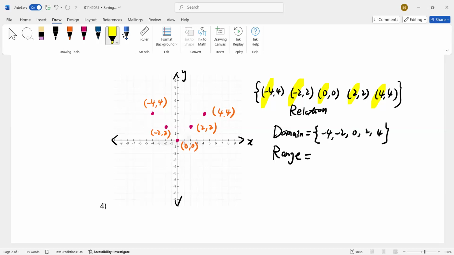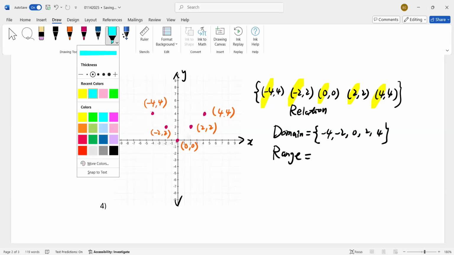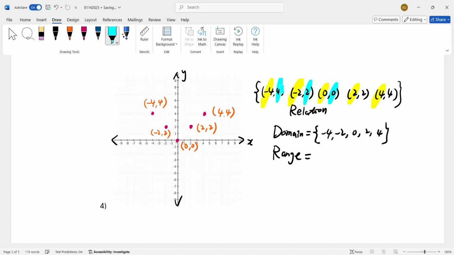And the range, I'm going to color it in blue. Second component. And we have repeating elements. I'm going to just write them one time. So we have 0, we have 2 twos, but only write 2 one time. And the 2 fours, only write it one time.